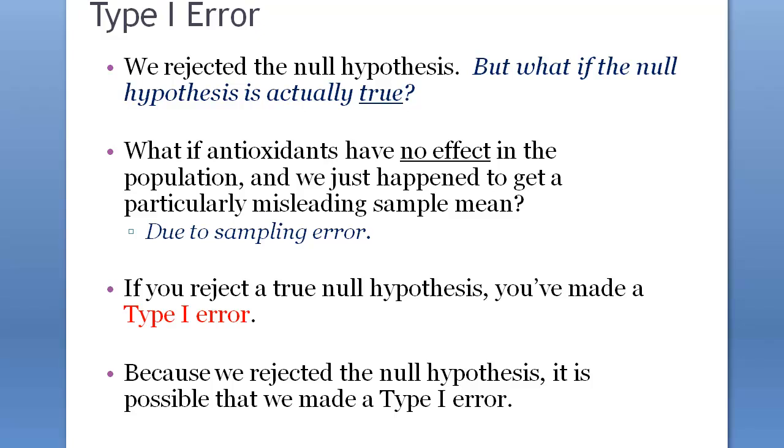And rejecting it even when the null hypothesis is true. That's rejecting the null hypothesis when it's true. That's type 1 error. Because we rejected the null hypothesis, it is possible that we made a type 1 error. It was possible in the last example.